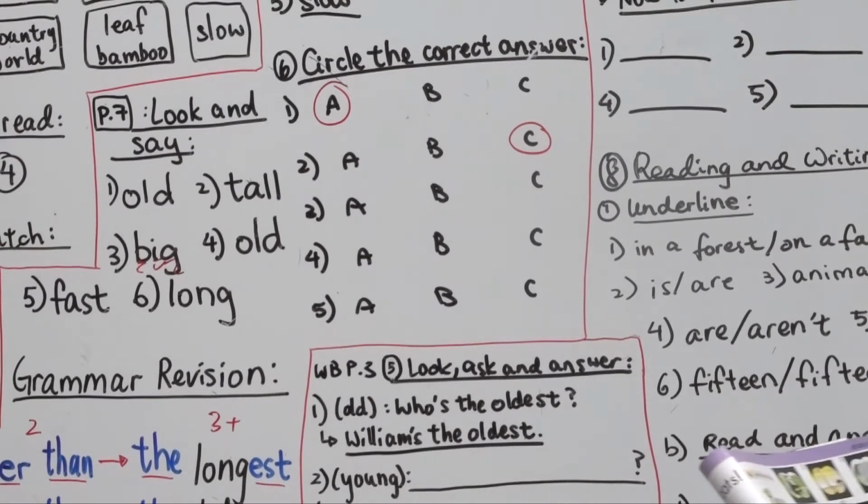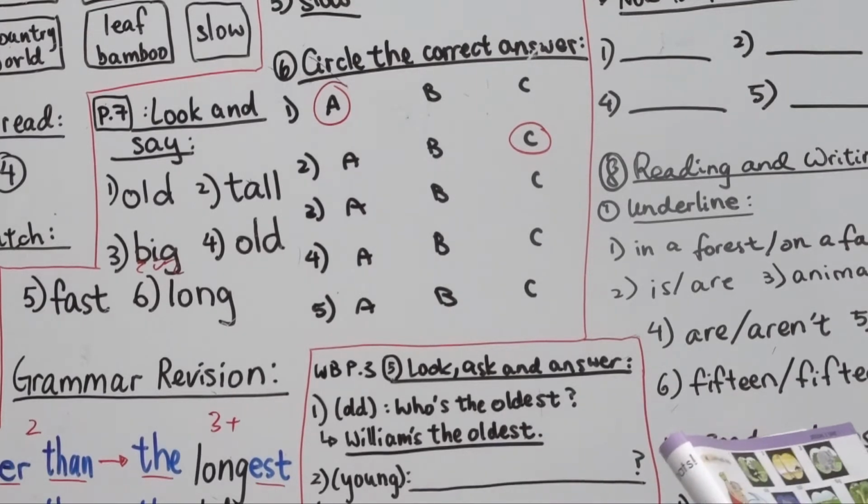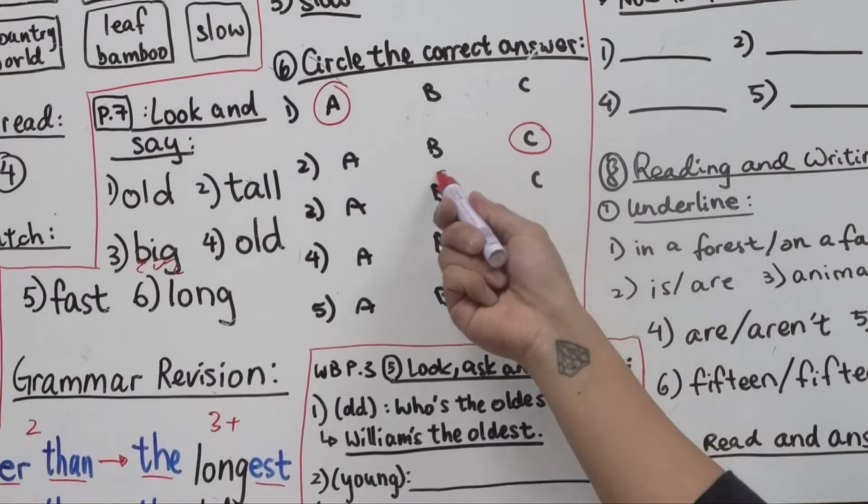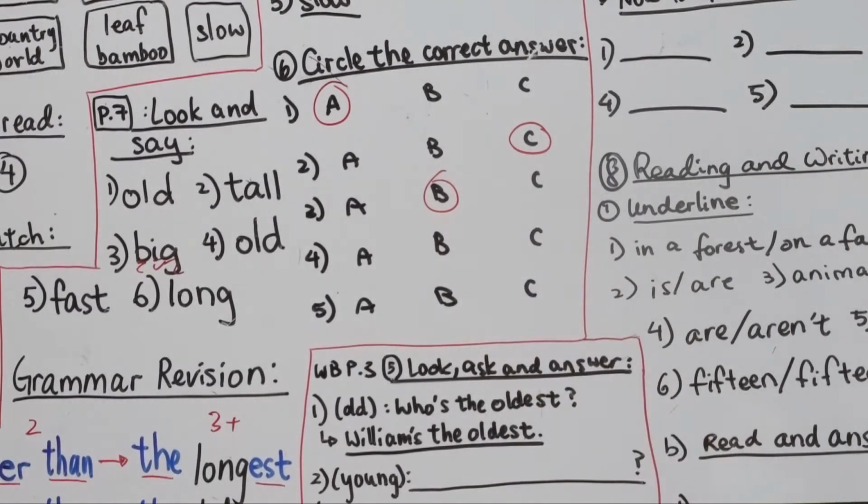Alright, question number 3. Which is the fastest? A, a lion, B, a cheetah, or C, a tiger? Cheetah. Right, we already talked about this in the last lesson, right? So it should be B, a cheetah. Cheetahs are the fastest animals on land, right?